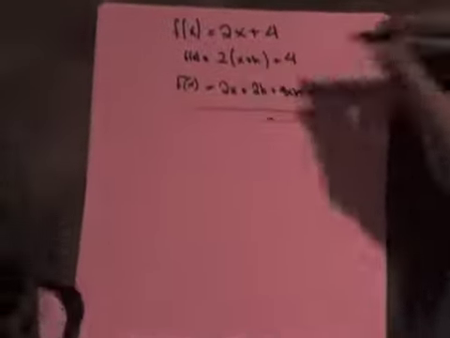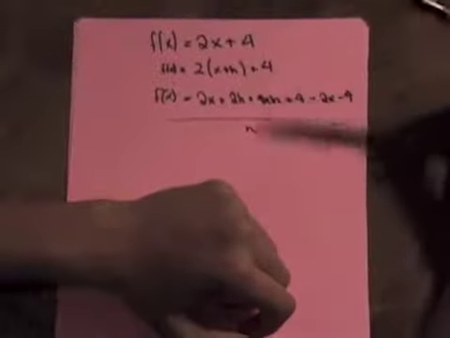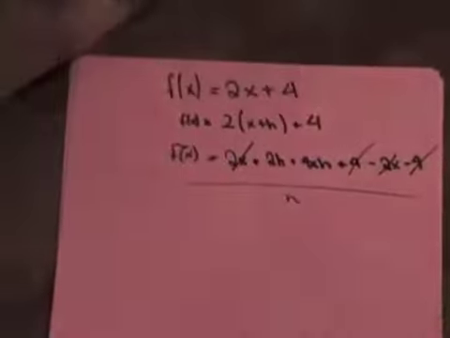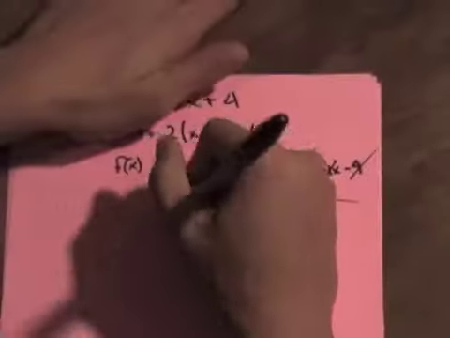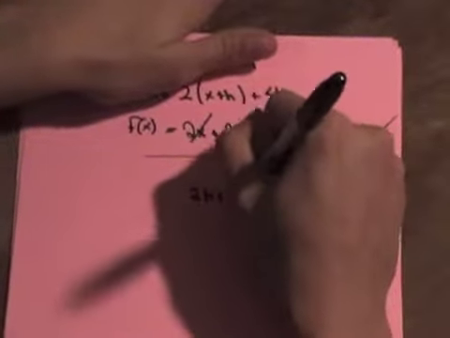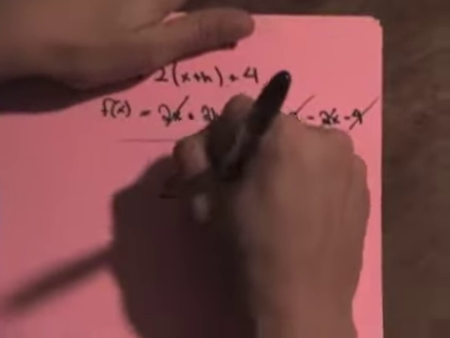So now we can see what like terms we have. We have positive 4 and negative 4, so those are going to cancel out. We have negative 2x and positive 2x, those are going to cancel out. And nothing else there stays the same. So now we're going to have 2h all over h.